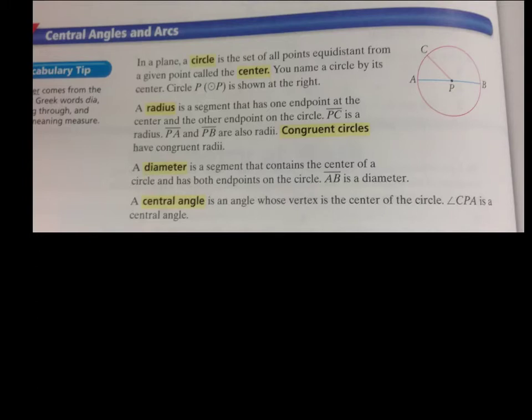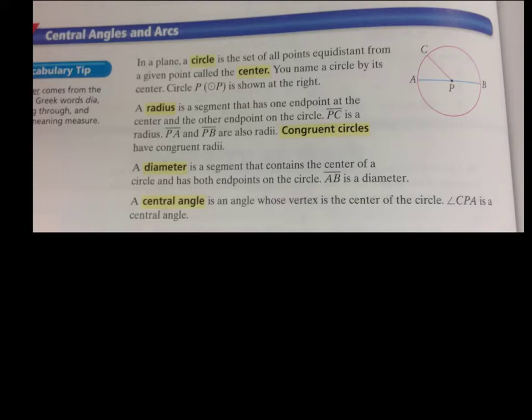Radius and diameter each have two meanings. Radius could be a segment that goes from the center to any point on the circle, such as segment PC here in red. And radius also means the distance from the center to any point on the circle, the length of segment PC. In this circle, segment PB and segment PA are also radii, which is the plural for radius. And congruent circles, of course, are circles that have the same size, so they're going to have the same radius.